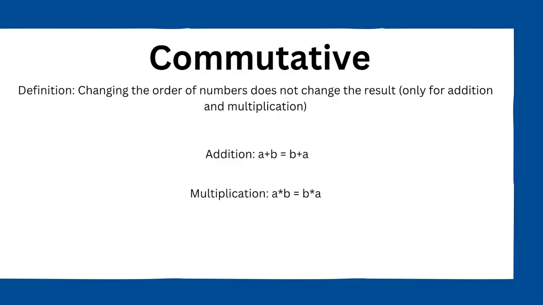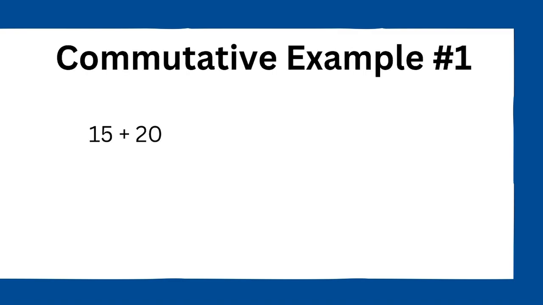Now we're going to do two addition examples together and then two multiplication examples together. So starting off with our very first example, I have 15 plus 20. And when I solve that, add them together, I get 35. Now I'm going to simply switch the 20 and 15 around. So I get 20 plus 15. And when I solve that, I still get 35. That is commutative property. You switch the order of the numbers and you get your sum.